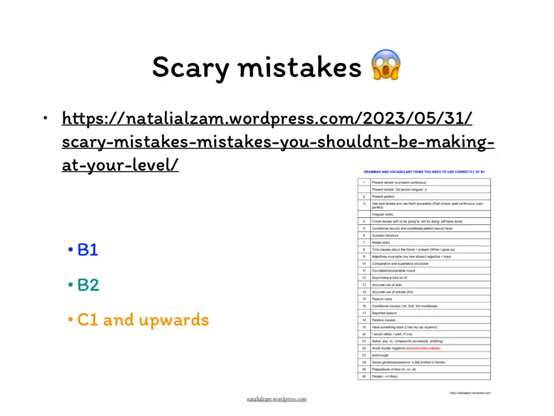You can also have a look at what I call scary mistakes. There are some mistakes that teachers find over and over in our students' productions, and they shouldn't be there because they are low-level mistakes. So they are scary because when we see those mistakes, we go, oh my God, this shouldn't be happening. Okay? So if you click on this link here, you will find a different list for B1, B2, or C1 and upwards. The kinds of mistakes that you shouldn't be making if you are at any of these levels.